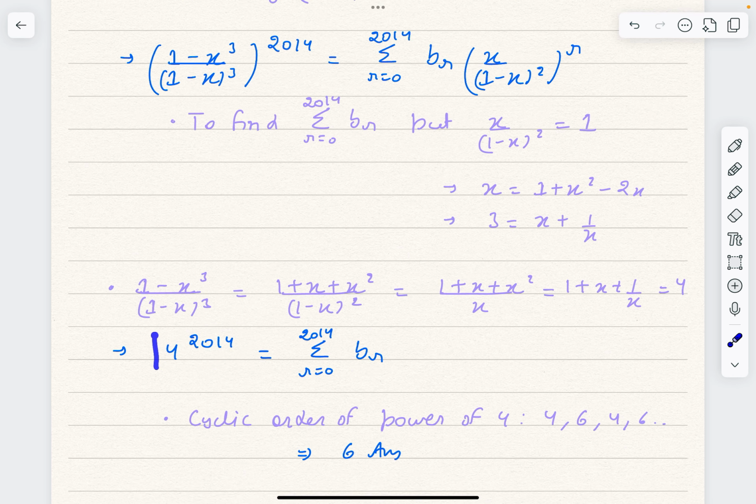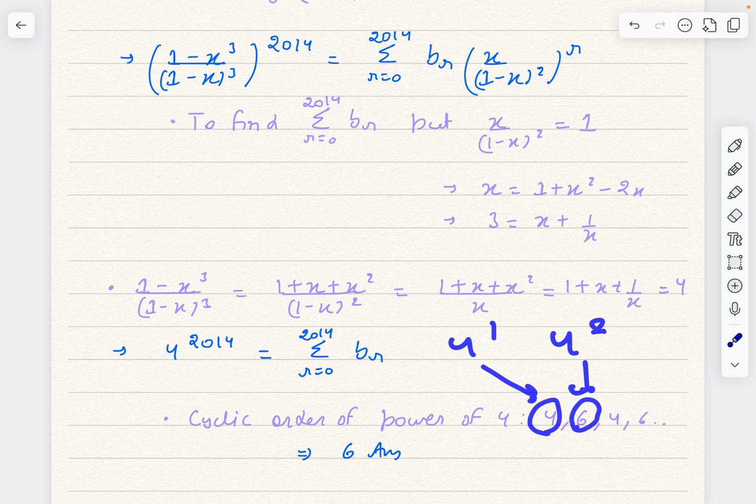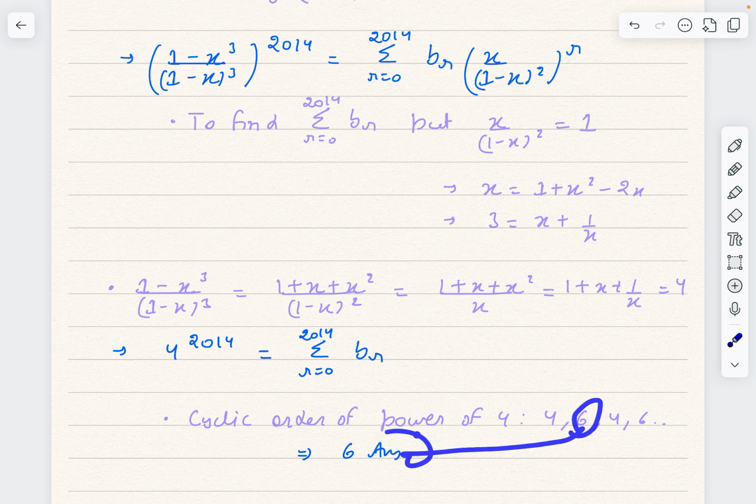And you want the last digit of 4 power 2014, cyclic order of power of 4. 4 power 1 will give you last digit 4. 4 power 2 will give you 6. Then 4 cube will again give you 4. 4 power 4 will again give you 6. So the same order will keep on going, 4, 6, 4, 6, and so on. So all the even powers will give you 6. So 4 power 2014, last digit will be 6. I hope it is clear, guys. Next.